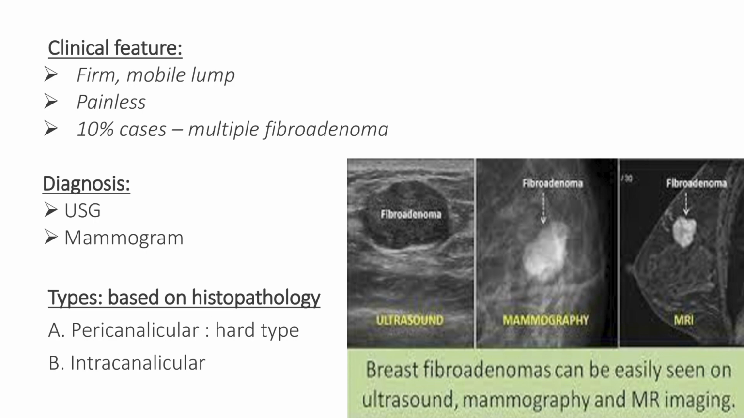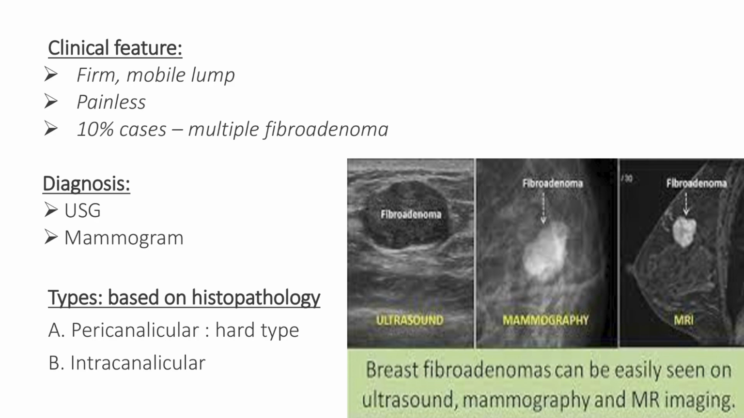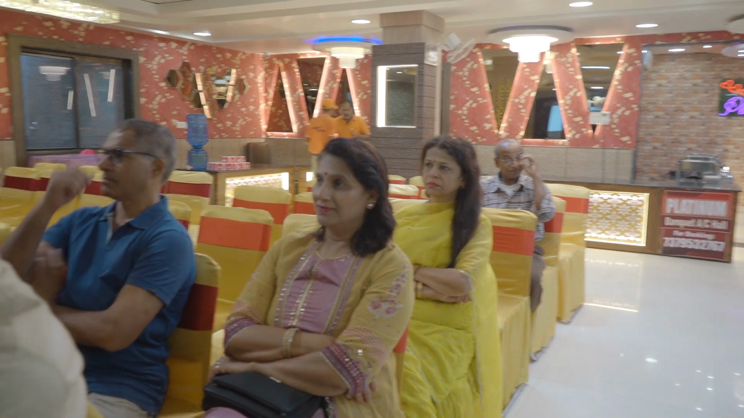How does it look in the ultrasound? You can see the ultrasound figure here, this is the mammography, and this is the MRI scan. How it looks is written and shown there. Type is based on histopathology. The types are pericanalicular and intracanalicular. Intracanalicular seems to be a harder lump, and the pericanalicular is less hard.